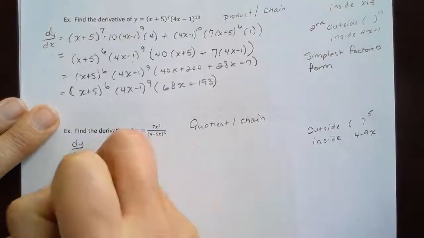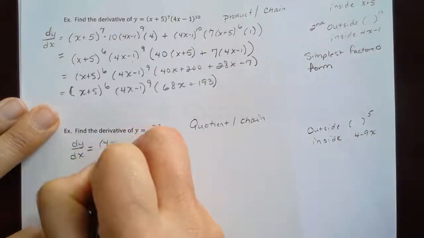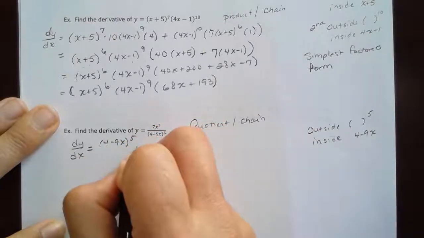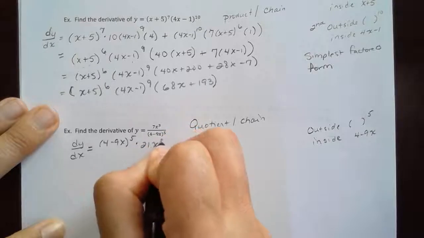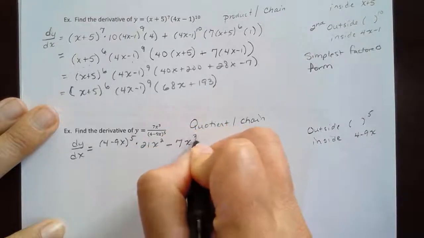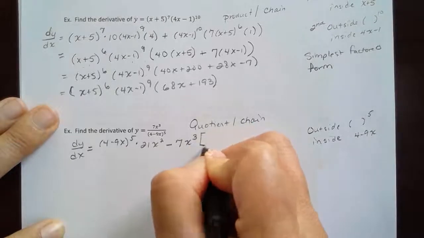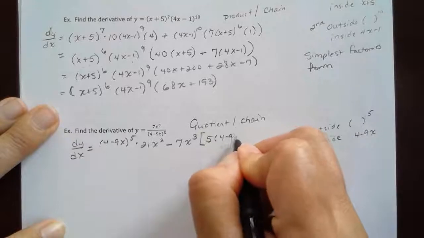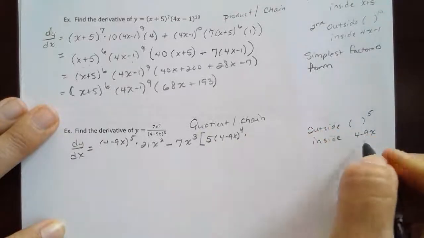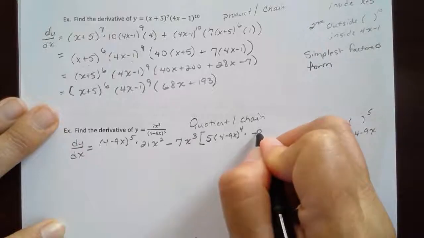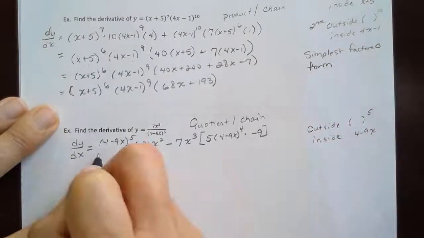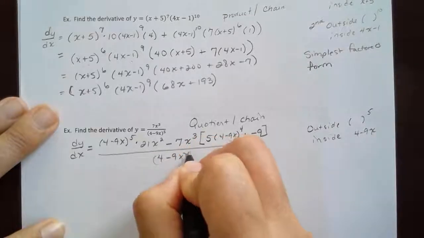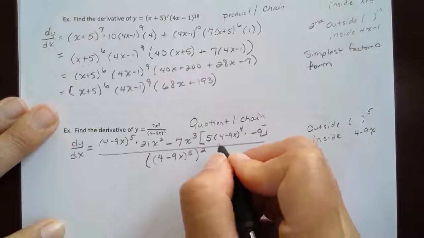So dy/dx is going to be equal to the bottom, 4 minus 9x to the fifth power, times the derivative of the top, which will be times 21x squared, minus the top, which is 7x cubed, times the derivative of the bottom. So derivative of the outside will be 5 times 4 minus 9x to the fourth, times the derivative of the inside, which is now going to be negative 9, all over denominator squared. So 4 minus 9x to the fifth quantity squared.